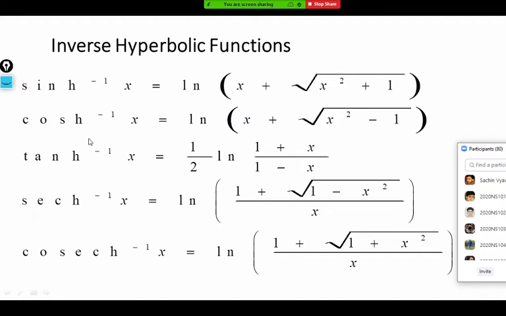So that is the set of formulas. Just as when you learn trigonometry you get a big list of formulas, in the same way we have a big list of formulas for hyperbolic functions also, like hyperbolic identities, derivatives, integration. All those things are there, but they are not required here, so I skipped that part. So the first three formulas you should remember: sin h inverse, cos h inverse, and tan h inverse.